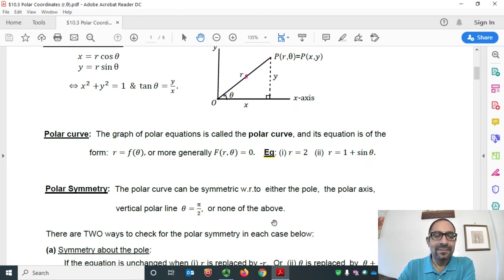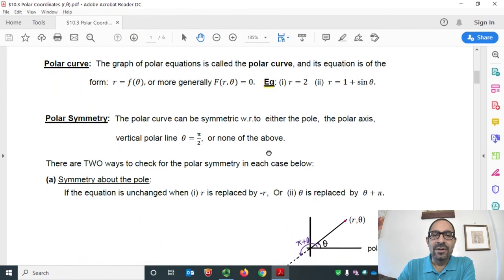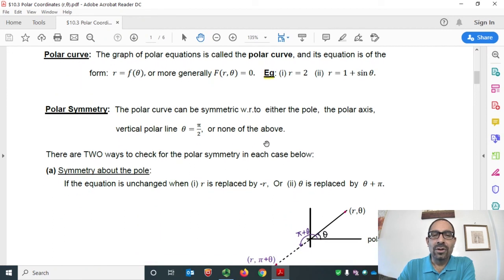Awesome. Let's talk about symmetry in polar coordinates. So the polar symmetry: the polar curve can be symmetric with respect to either the pole, the polar axis, the vertical line theta equals pi over 2, or none of the above. So there are two ways to check for the polar symmetry in each case below.